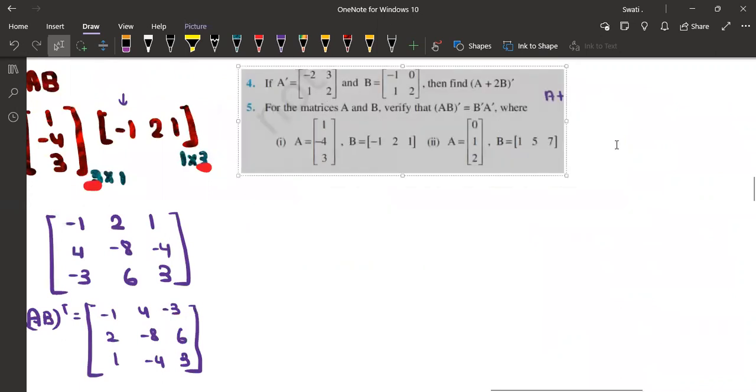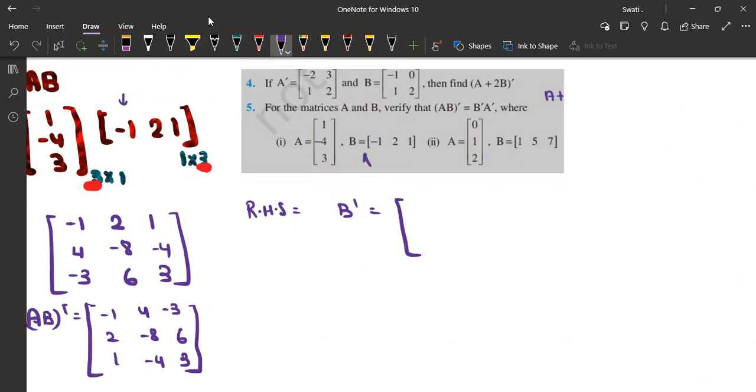So that's where I'm coming back. We are just finding the RHS. On the RHS, we have B transpose multiplied by A transpose. First, let's find out the value of B transpose. So what is going to be B transpose? Do not get confused. I'm talking about this B matrix.